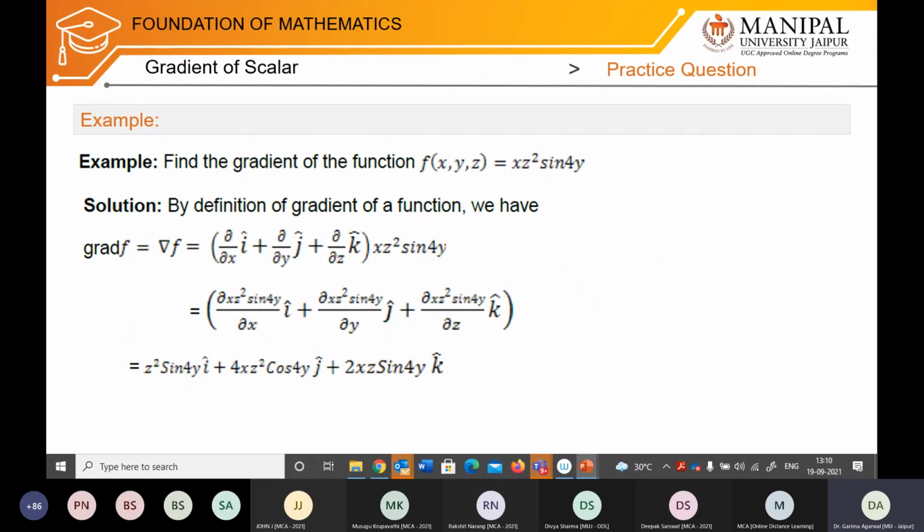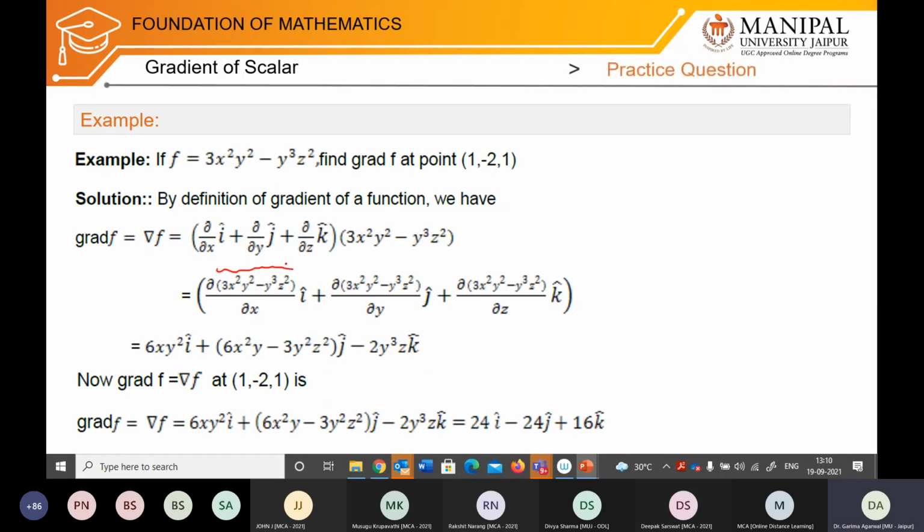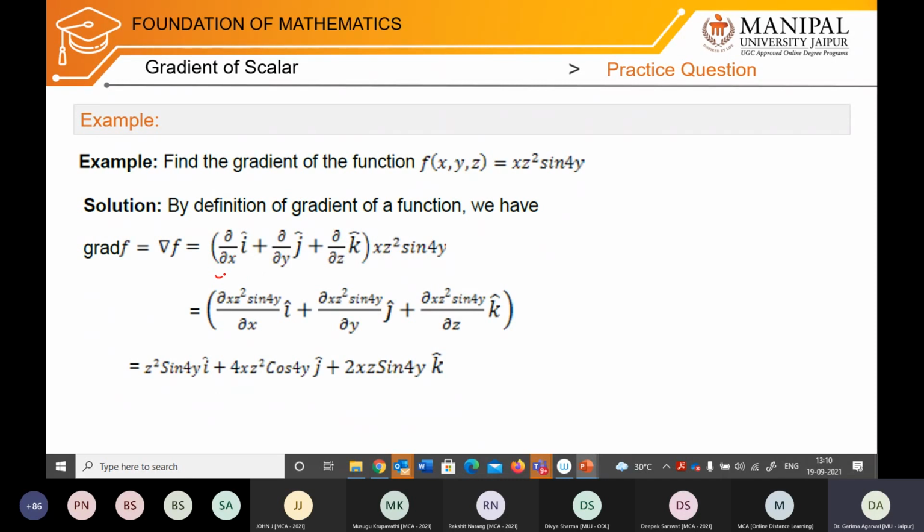Here I have few examples based on the gradient. I need to find the gradient of this function, right? That means this is the operator del by del x I cap plus del by del y j cap plus del by del z k cap, and this is our function. So just write this function with all three terms, I cap, j cap and k cap, and then differentiate this term with respect to x, y and z.